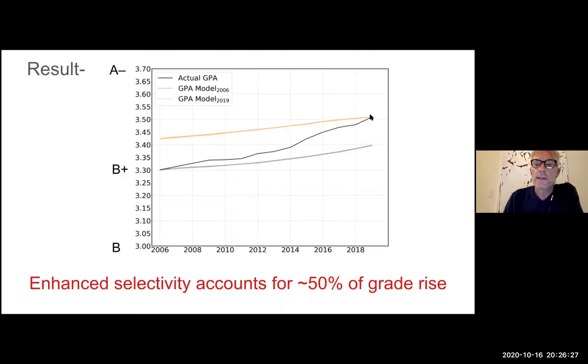This yellow line is where we can play the same statistics game, but use our reference point as the end year, 2019, and then run the model backwards. And you see it's a little bit different. We get a little bit less of a fraction responsible to selectivity from running it backwards, but it's a very similar result. It's like 0.08 instead of 0.1.